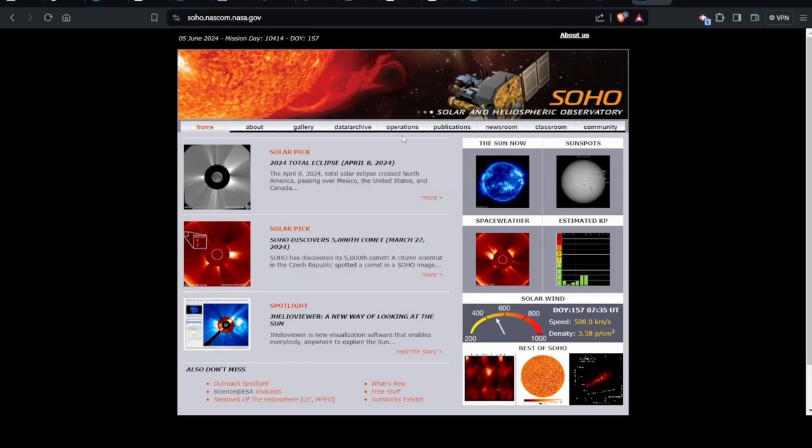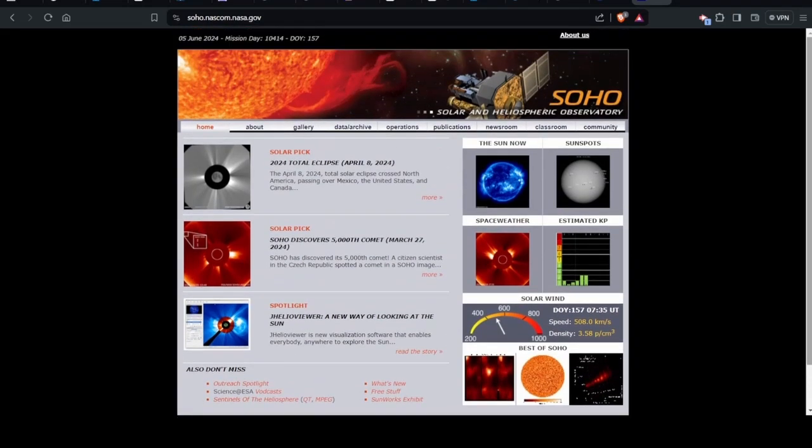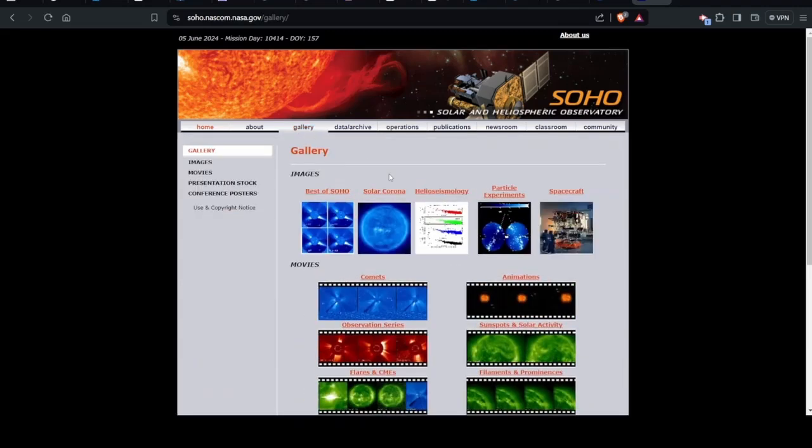So you can go, and here's the sun now. They've got sunspot trackers. They've got space weather, solar wind. They've got just like everything that you could want to know about the sun. So this is a really good place if you want to go and look at daily sunspots. You just want to know what's going on with our star. And you can go and look at, I'm just going to go to the gallery, because this is where they got the really cool things. So they take pictures of the sun in all these different wavelengths.